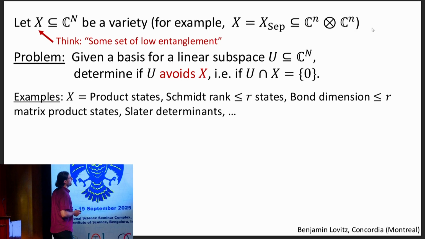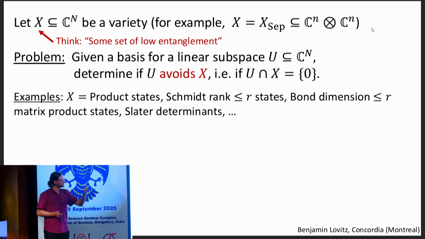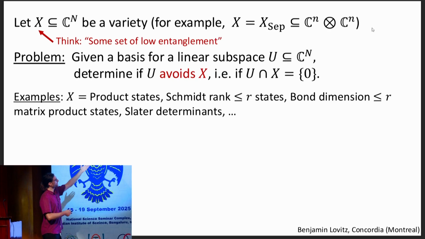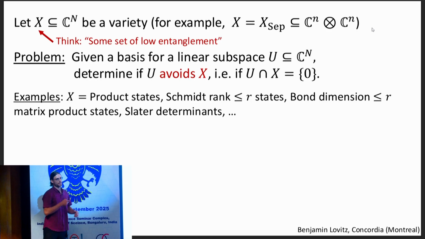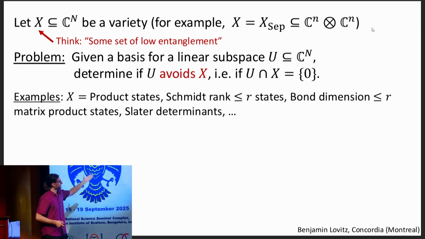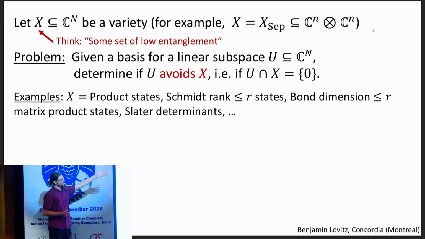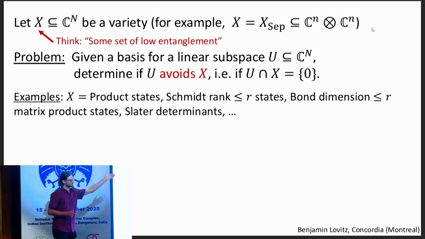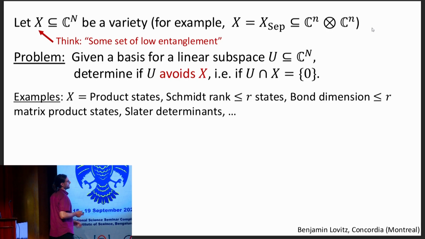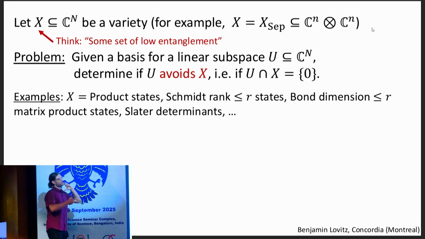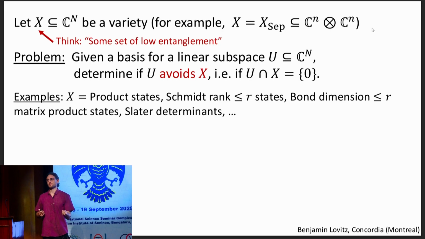We're going to use that structure for this more general problem where you're handed a basis for a linear subspace of some Hilbert space, and you want to see if it intersects X, where X is some fixed variety, for example, the set of product states, the set of Schmidt rank at most R states, the set of matrix product states of limited bond dimension, or the Slater determinants. These all have analogous applications to those I showed for the standard entangled subspace problem.